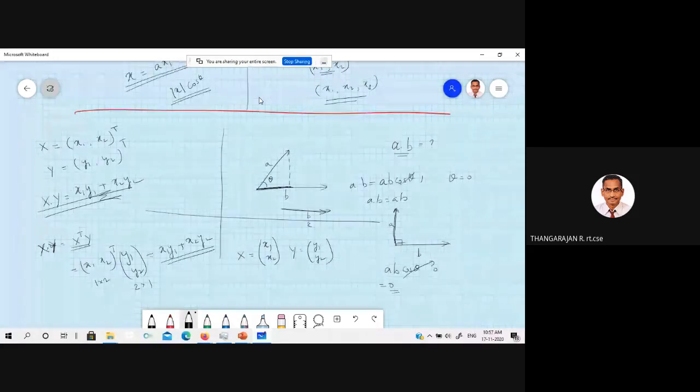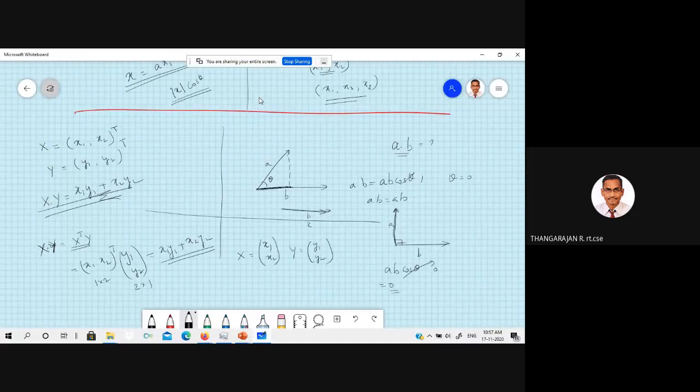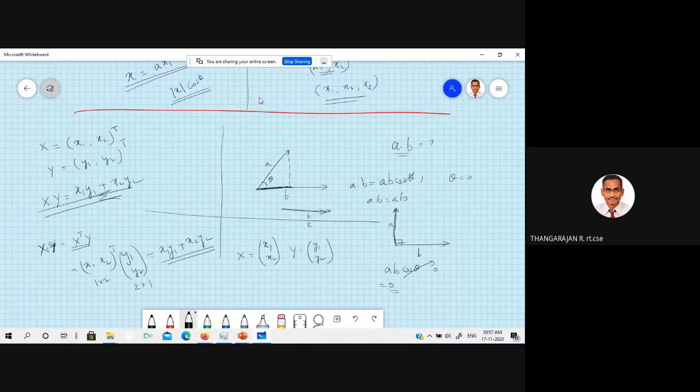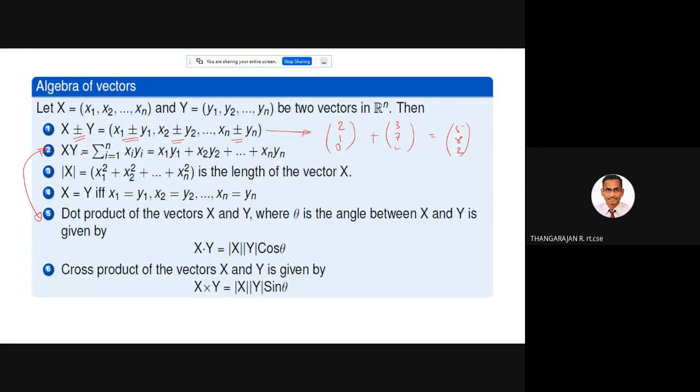Dot product is always a scalar. When you do a dot product, the output you get is a number, a scalar. x is a vector, y is a vector. If I take the dot product between x and y, I get a real number. I don't get a vector, I get a scalar. That is what the dot product is all about.